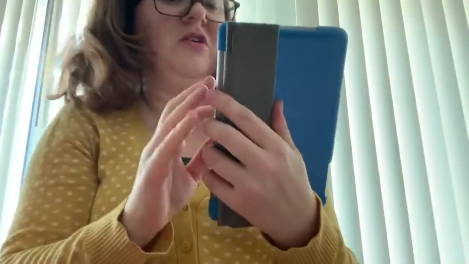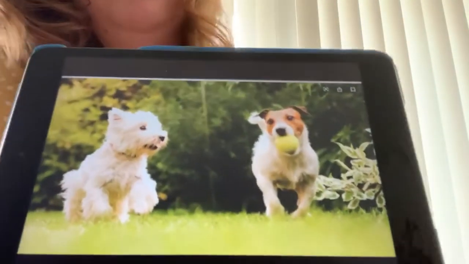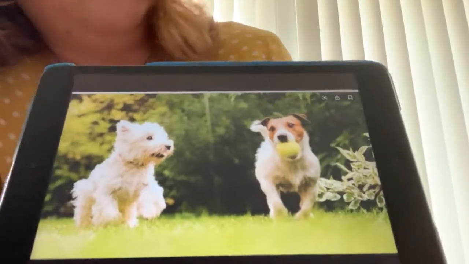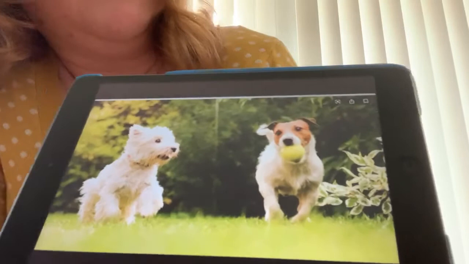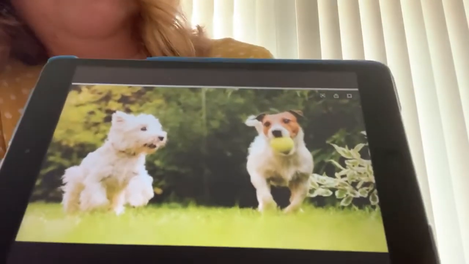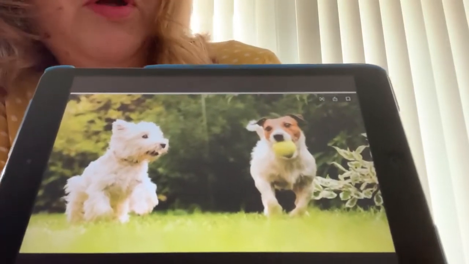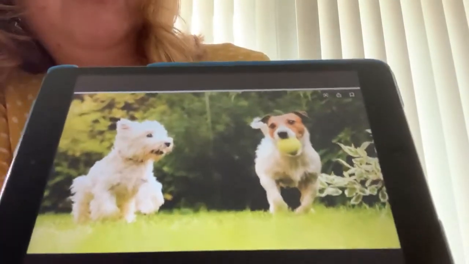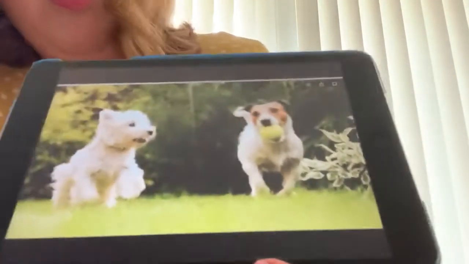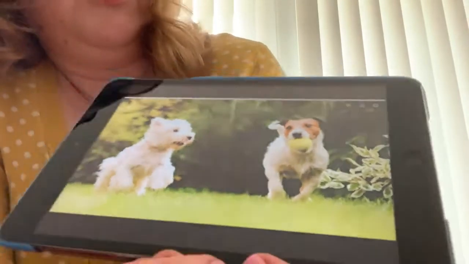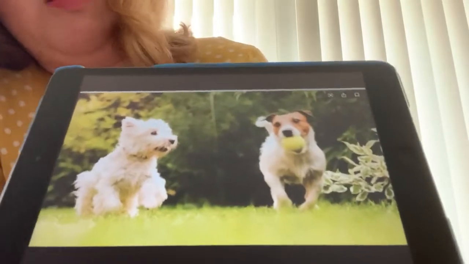Let's look at a couple more pictures. Okay, I have a picture here of two dogs. So when we're talking about how things could be the same, you can notice if things are like each other because they have the same color or the same size or the same shape. You can notice if there are the same objects or things in a picture or book, or you can notice if in a picture or again a book, the characters or people are doing the same thing.